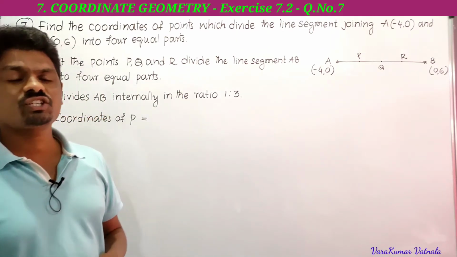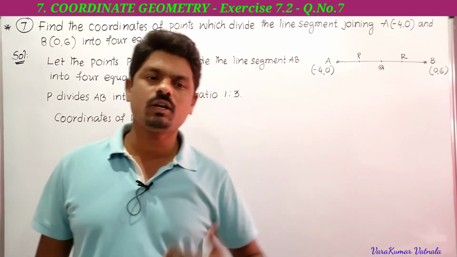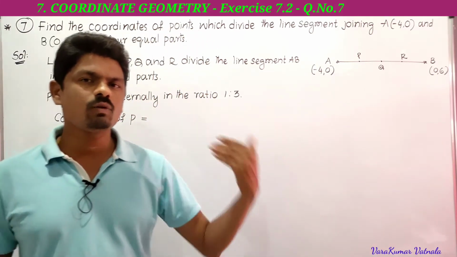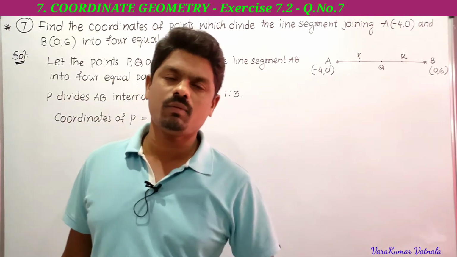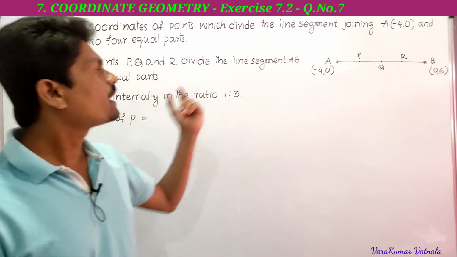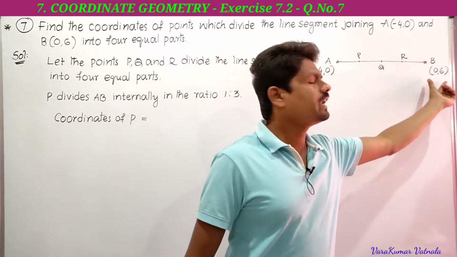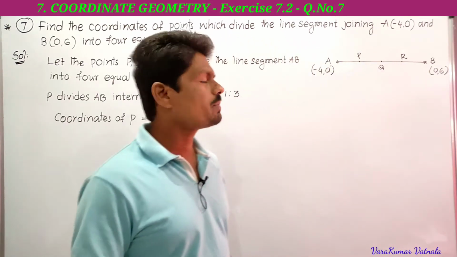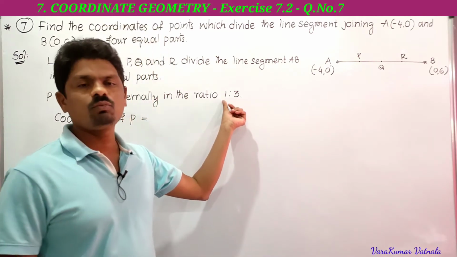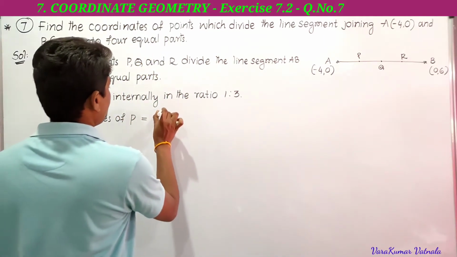So what is the section formula? (m1x2 + m2x1)/(m1 + m2), (m1y2 + m2y1)/(m1 + m2). Just we have to substitute in the formula. Here (x1, y1) is (-4, 0) and (x2, y2) is (0, 6), and m1:m2 equals 1:3. So just we have to substitute in the formula.